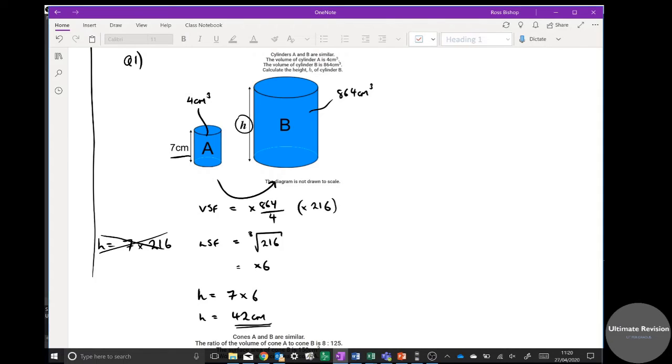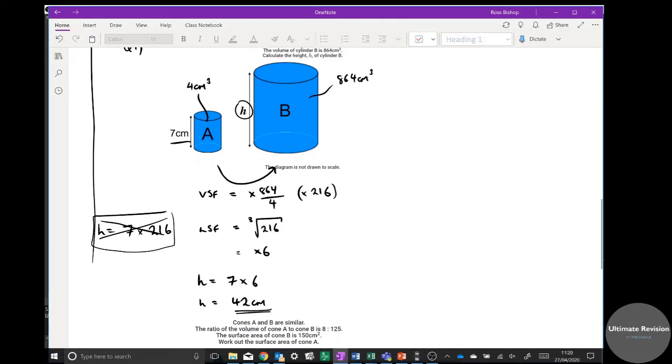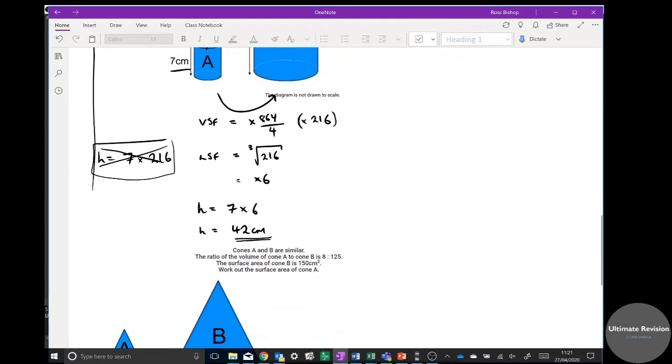42 centimeters. Do not fall into this trap here. That's a trap lots of people fall into. You need to set up the length scale factor first. Okay, example 2.